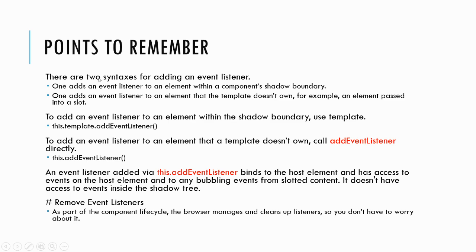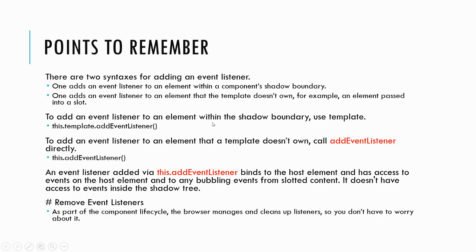The important thing is that to add an event listener to an element within the shadow boundary, use this.template.addEventListener. That means if we are accessing any component in the same shadow boundary, we can use this.template.addEventListener, add event listeners to any component, and access it accordingly. But the other way around, if the element is not directly in the shadow boundary, we should not use this. We can directly use this.addEventListener, and this is how it will work.